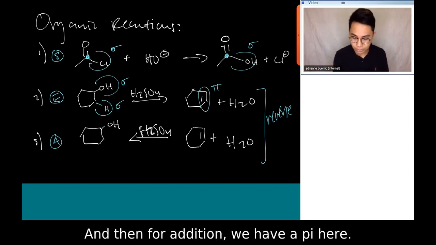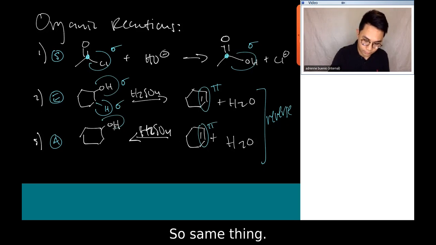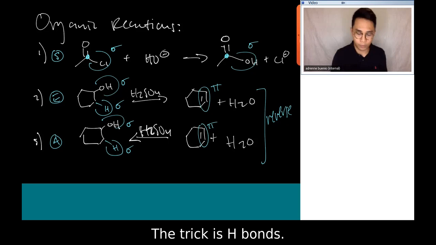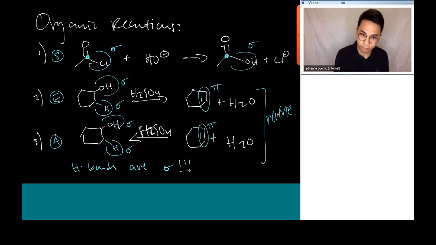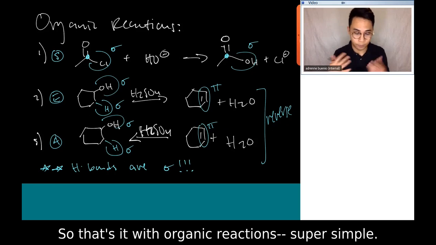And then for addition, we have a pi here, and then we make two sigma bonds over here. So same thing, don't forget about those. The trickiest is H bonds. H bonds are sigma. So don't forget that. Just because you don't see them doesn't mean they're not there. So that's it with organic reactions.